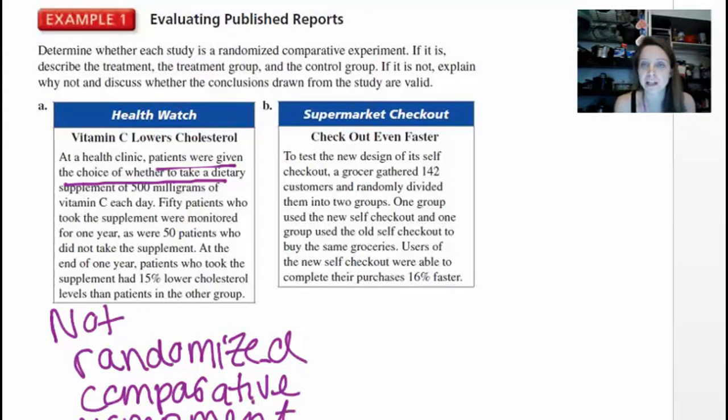Now B, supermarket checkout. Checkout even faster. To test the new design of its self-checkout, a grocer gathered 142 customers and randomly divided them into two groups. One group used the new self-checkout and one group used the old self-checkout to buy the same groceries. Users of the new self-checkout were able to complete their purchases 16% faster. This is a randomized comparative experiment. So yes, it is. Then we need to identify the treatment.